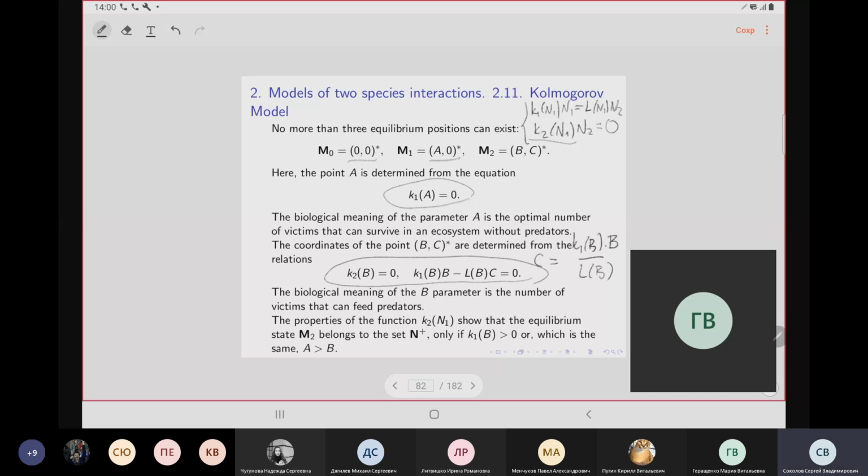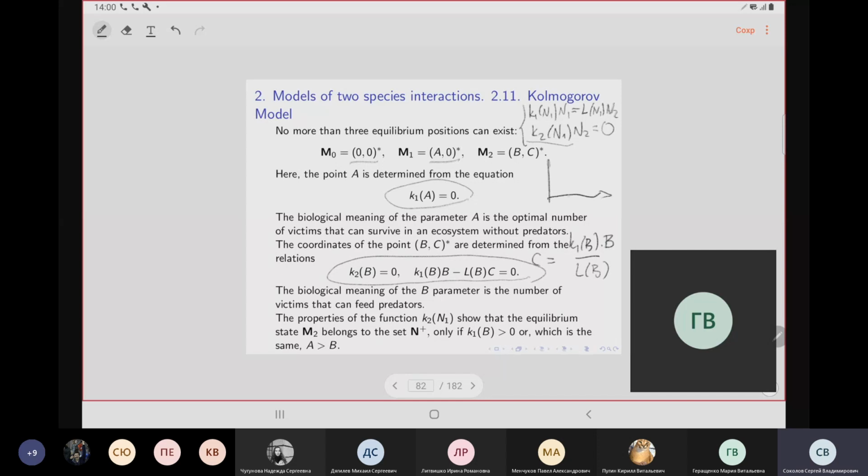That depends on the position of A and of B. So we remember that k1 of A is 0. So if B is greater than A, then C is positive. So our Kolmogorov model has a positive solution, so our species can coexist. And otherwise, if B is smaller than A, then C is negative. So in this case, only M0 and M1 exist in our model.